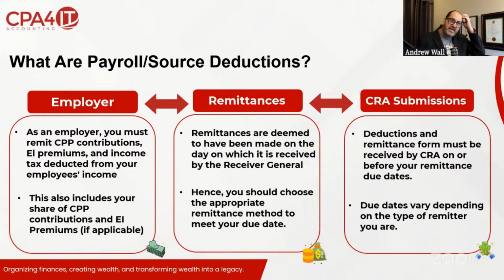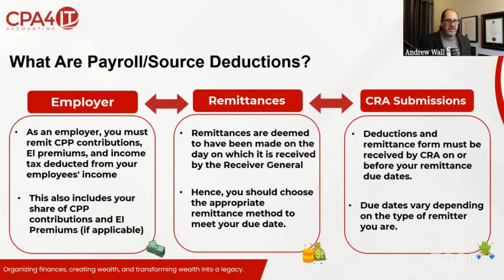And these remittances are deemed to have been made on the day it's received by the CRA. So it's not the date that you log into your bank and you issue the payment. It's the date the CRA receives it. That's an important thing to note because typically it does take 1 business day for a payment to process. So if you process a payment on the 10th through your bank, it won't clear till the 11th. So you really need to make sure that you're using the appropriate remittance method to meet your due date.